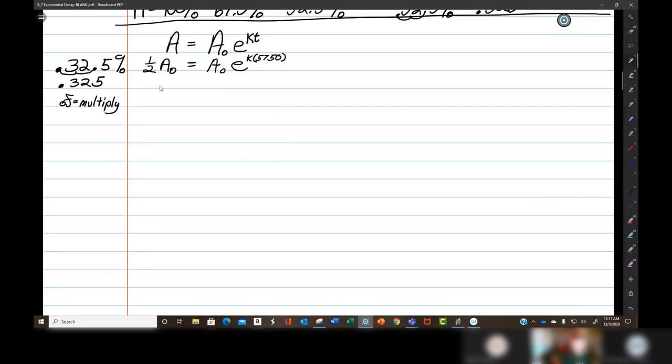Now this is right. Okay, 1/2 A naught equals A naught, the original amount, times e to the 5750 K. All right, now we divide by the number in front of the e. That's always what you do once you get your equation. If there's a number there, you divide by that number. If all you've got is A naught, you divide by A naught.